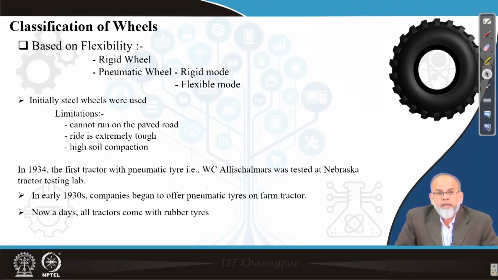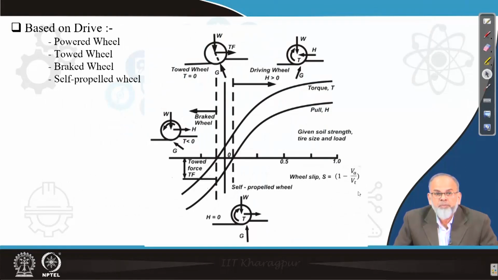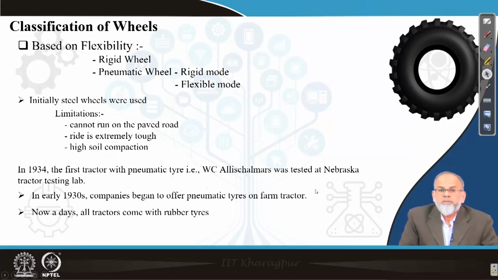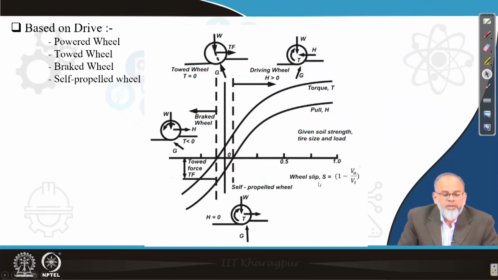Then the other traction element which is used is tracks. Tracks could again be rubber tracks or metallic tracks. Now coming to the wheel, it can be classified as a powered wheel, a towed wheel, a braked wheel, or a self-propelled wheel. These classifications are based on the power and torque characteristics of the tire versus slip. Now, what is a powered wheel?